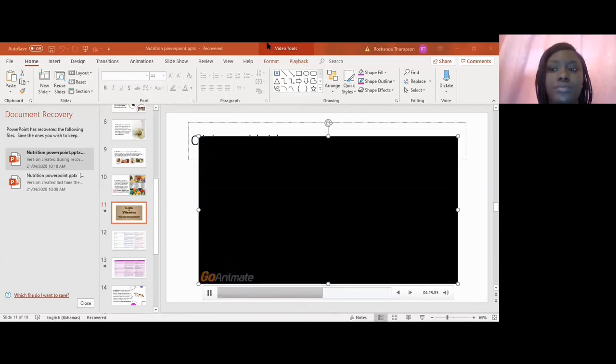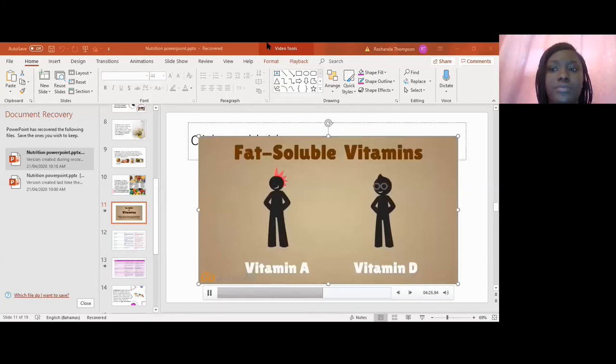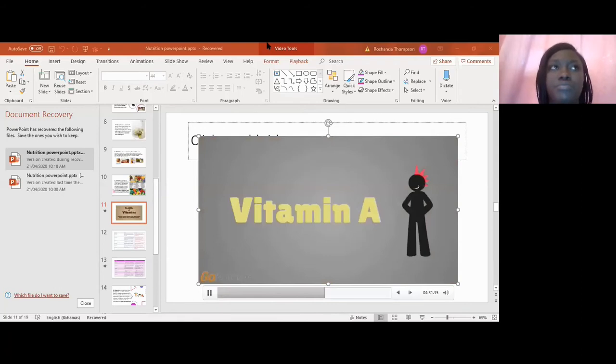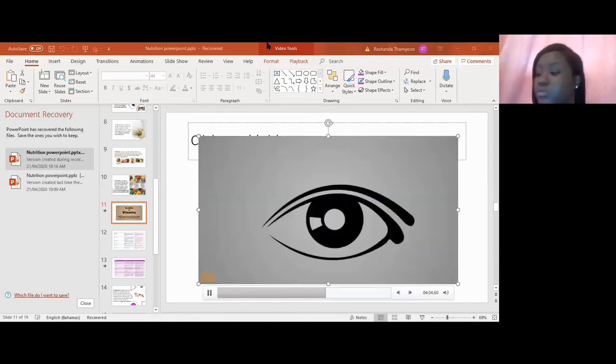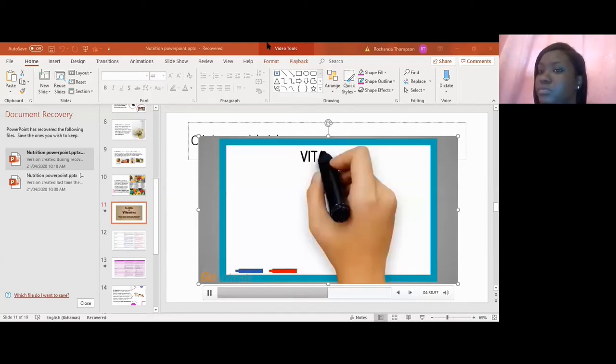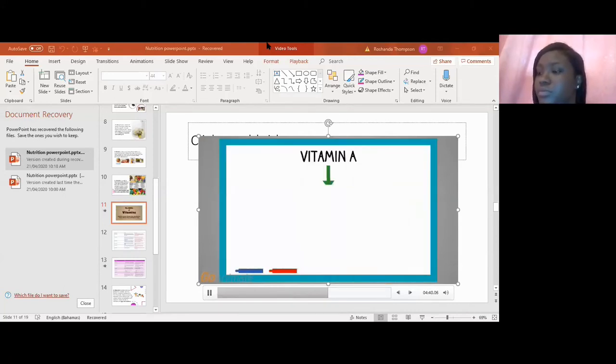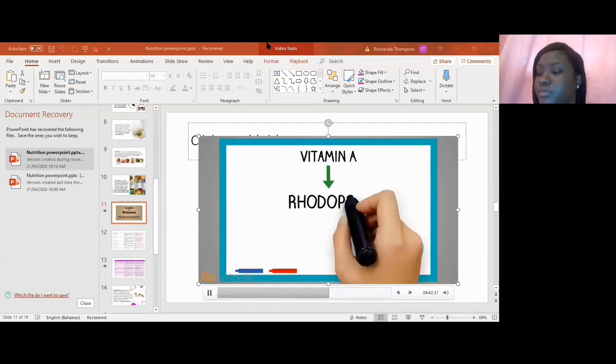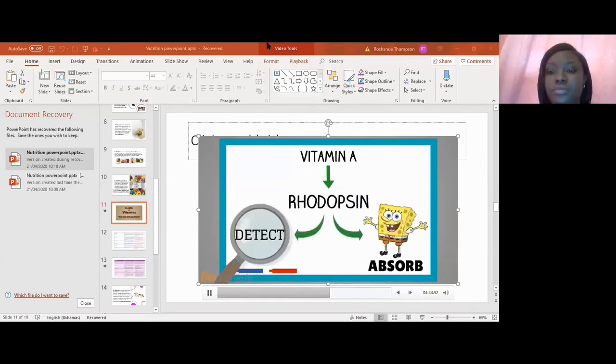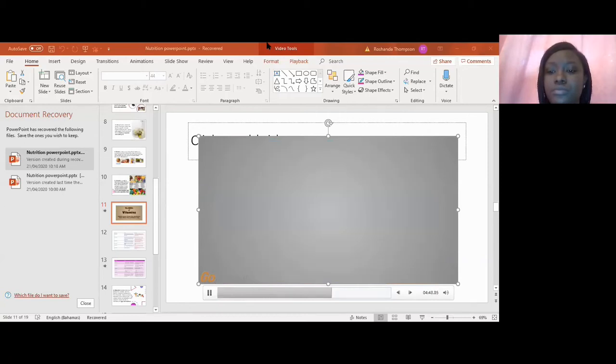Now look at two fat-soluble vitamins, vitamins A and D. We will first take a look at vitamin A. Vitamin A's main role in the body is maintaining and protecting vision. Vitamin A is critical for vision because it's a component of rhodopsin, a protein that detects and absorbs light in the eyes. There are two main sources of vitamin A.